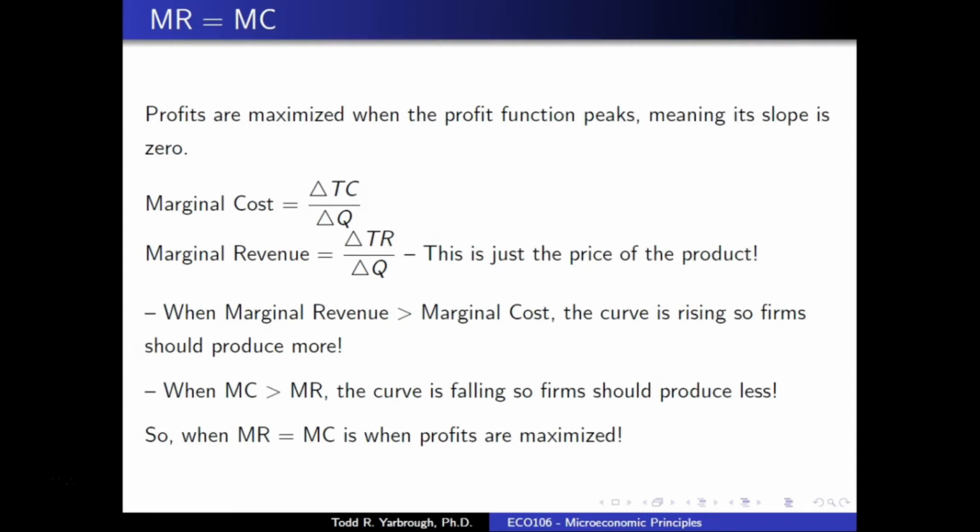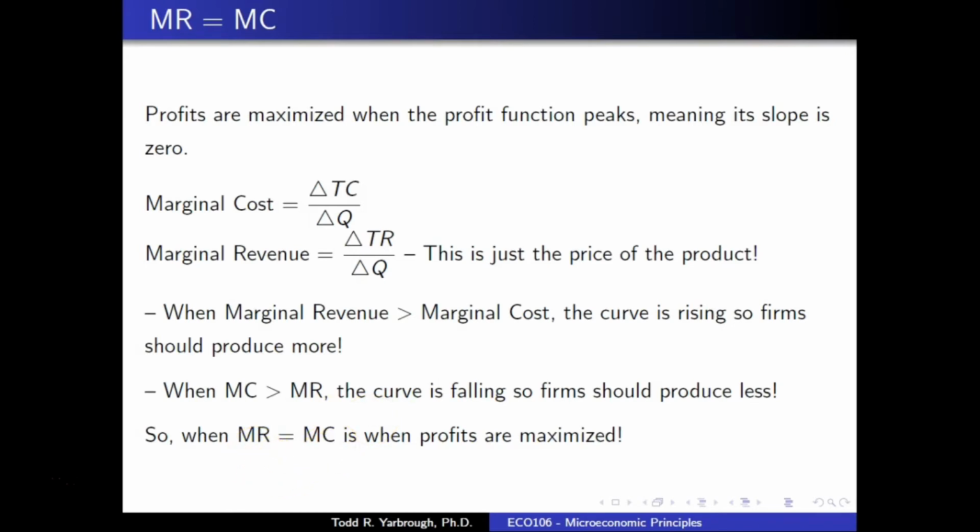When marginal cost is greater than marginal revenue, this means that when I sell the next unit of the product, I will have more money lost than I brought in. So my profits are falling when marginal cost is greater than marginal revenue. So the goal is going to be to find where marginal revenue equals marginal cost.